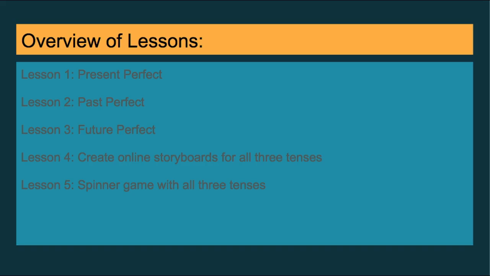As an overview of the lessons, there will be 5 lessons. Lesson 1, we will learn the present perfect. Lesson 2, the past perfect. Lesson 3, the future perfect. In Lesson 4, we will create online storyboards for all 3 tenses, and in Lesson 5, we will play an interactive spinner game with all 3 tenses.